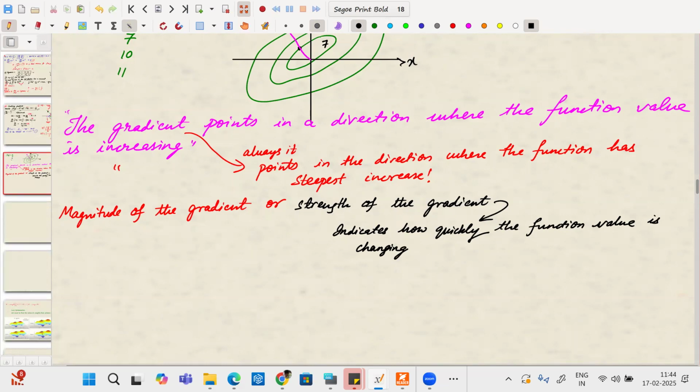Okay, you understood that? So the direction of the gradient points where the function has steepest increase. Okay, you got that idea. That's the vector aspect, the direction aspect of the gradient. Now I'm asking you, what is the magnitude aspect of the gradient? If you compute the gradient and its magnitude, that magnitude will give you an idea of how quickly the value of the function is changing. So these are the two important aspects of the gradient, which are discussed by this very simple example over here.